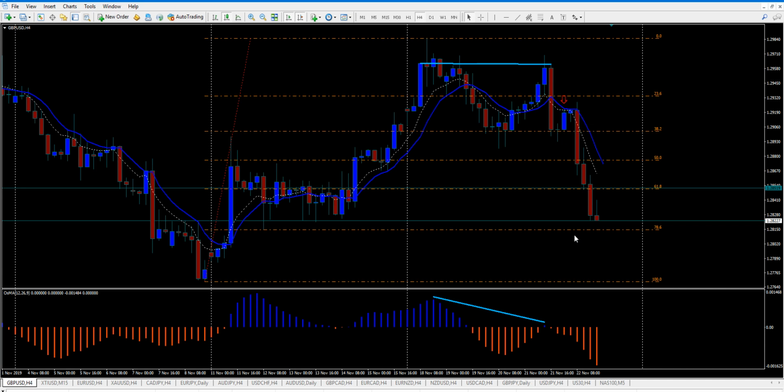Like I said, it hit our first target and almost hit the second target. And as you can see, it came down here, retraced up a bit. It came here to the 61 and retraced up a bit. There were some buyers in here, and in here, and in here, right?